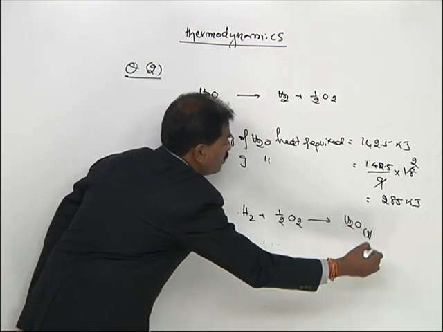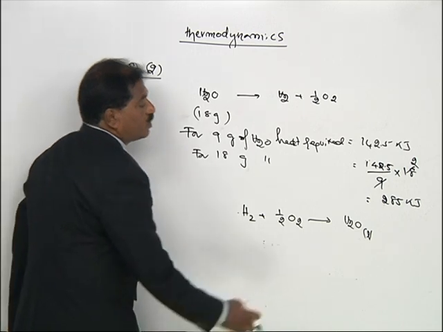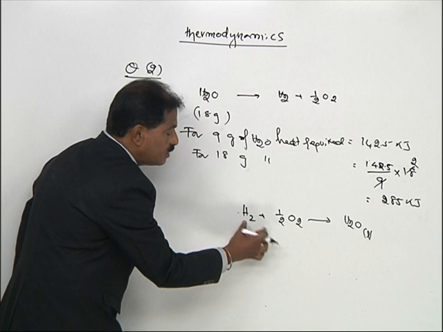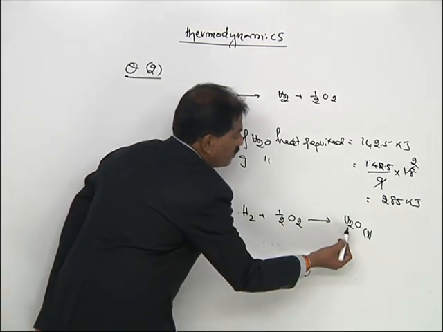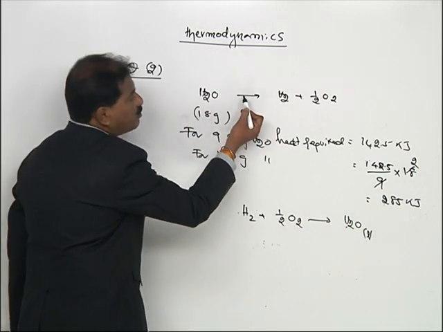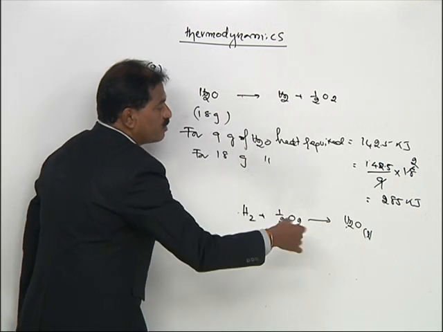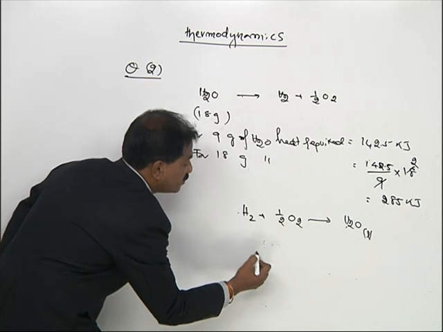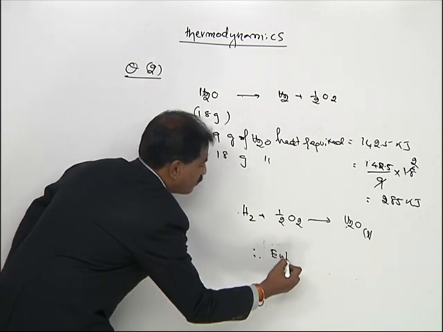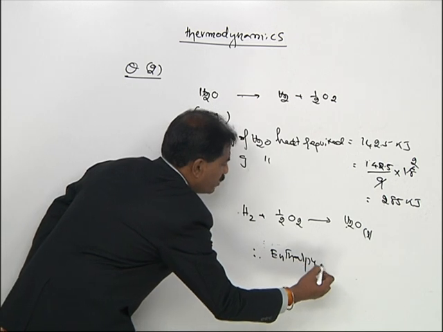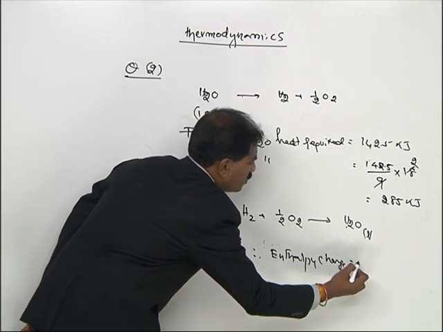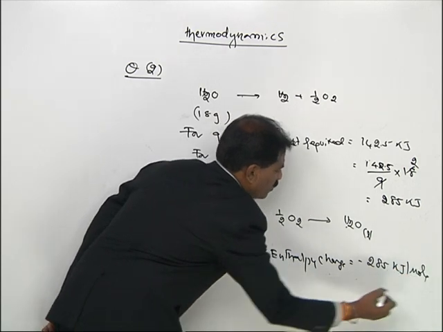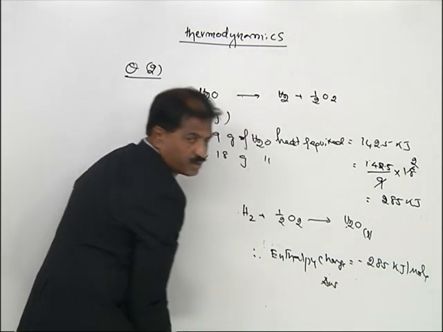While constructing the formation reaction of water, first you put 1 mole of water on the product side, then you take the suitable moles of the reactants on the reactant side. This formation reaction is exactly opposite to the decomposition reaction. Hence, the magnitude of the enthalpy change involved is the same, but with opposite sign. Hence, enthalpy change is minus 285 kilojoules per mole. Therefore, answer is D.